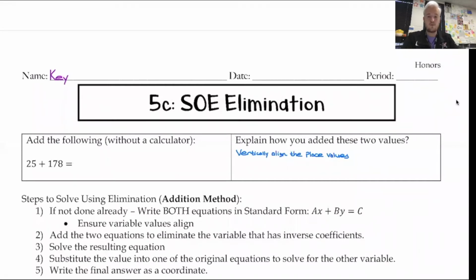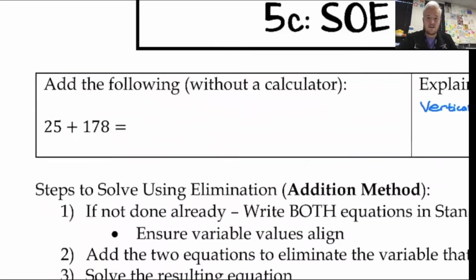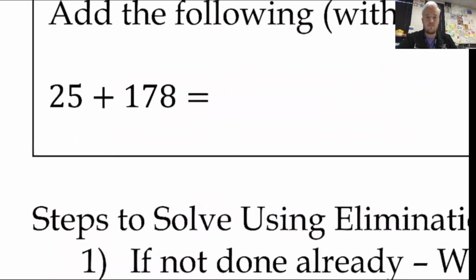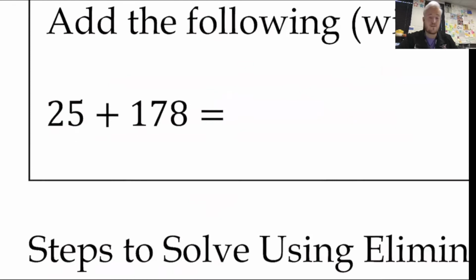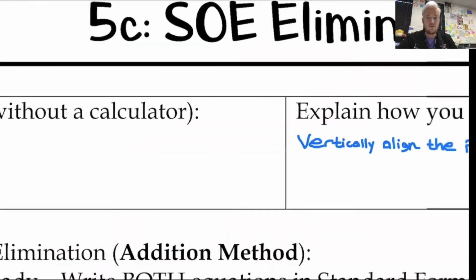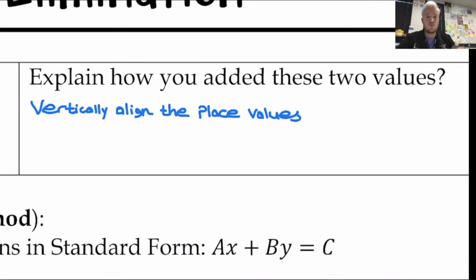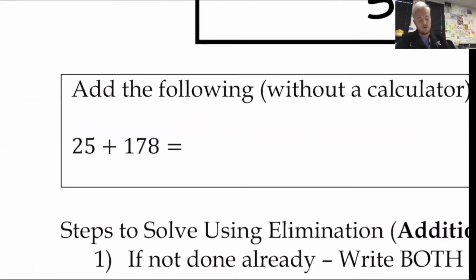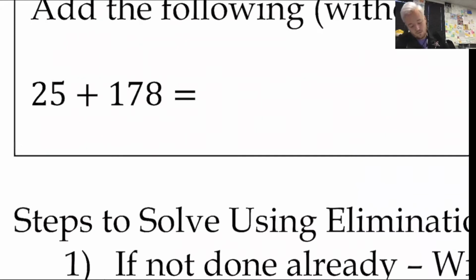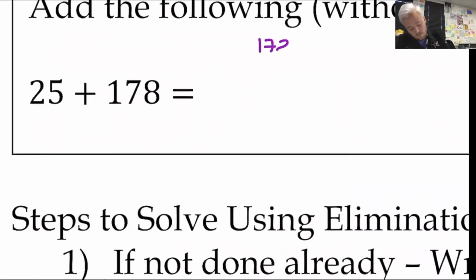Hello, everyone. In this lesson, we're going to talk about solving systems of equations by elimination. Just to start off and give you a general idea, we want to be able to add these two values, 25 plus 178. In order to add these values, we want to vertically align the place values. So I'm going to write 178 and 25.